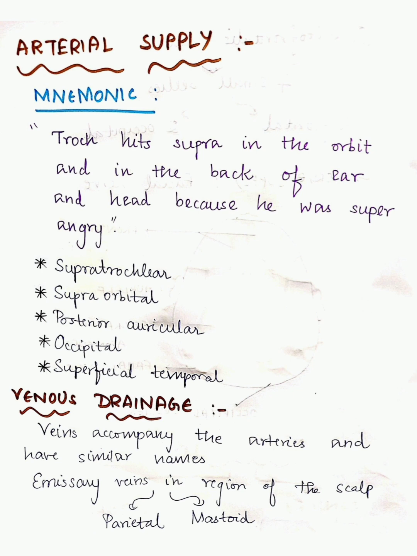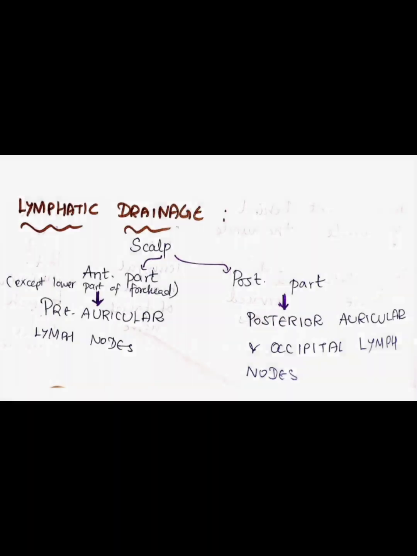So for venous drainage, the veins accompany the arteries and they have similar names. That means supratrochlear and supraorbital vein, posterior auricular vein, occipital vein, then superficial temporal vein. Then there are emissary veins in the region of the scalp. There are 2, parietal emissary vein and mastoid emissary vein.